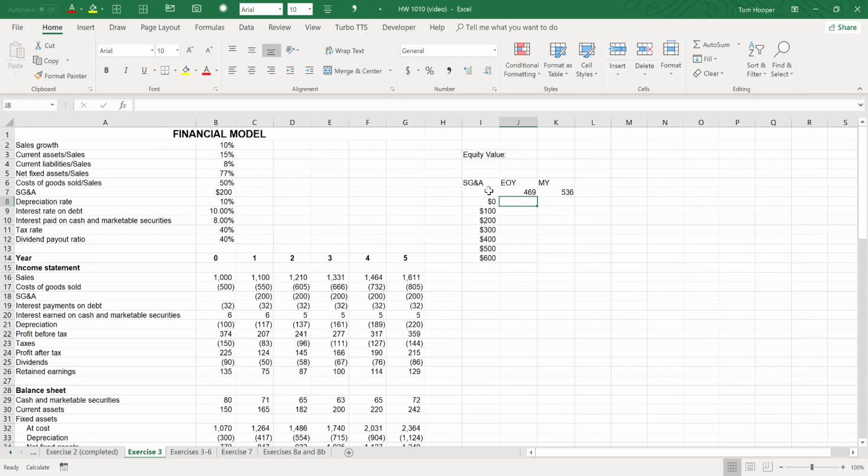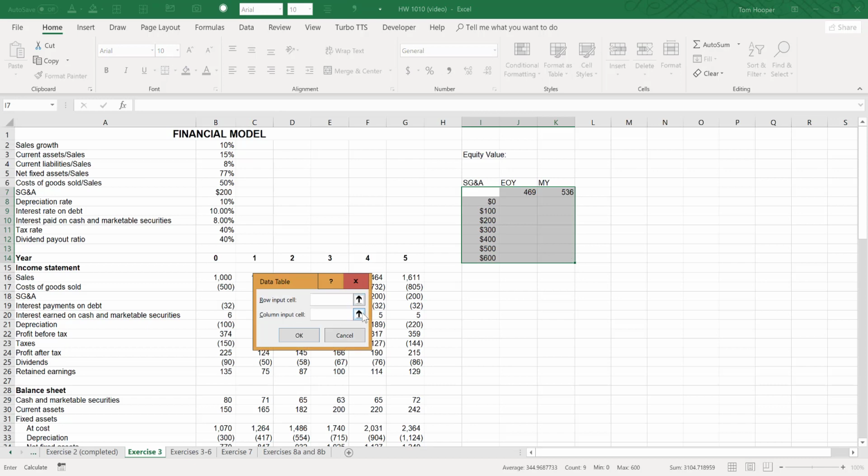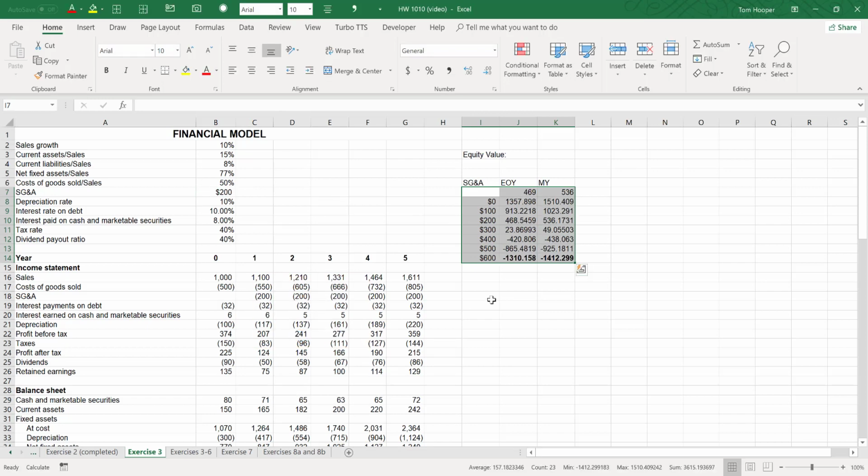So if we want to take those, build a data table, highlight all those cells, Alt-DT for data table. Column input cell is where we want to put the cells in this column. We want to put them into SG&A. And this is how equity value varies with SG&A.